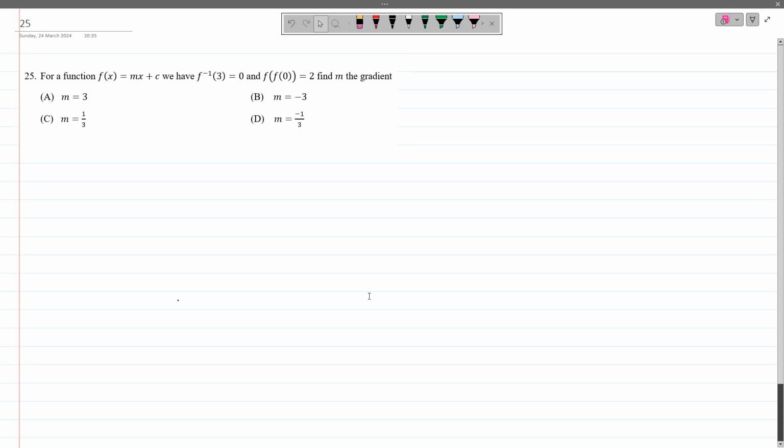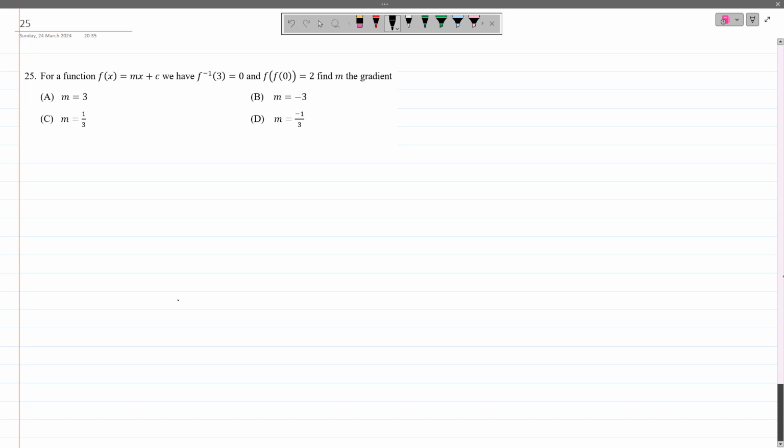Question 25 says for function f(x) = mx + c, we have that the first derivative when x is equal to 3 will be 0, and that the function value evaluated at the value when x is 0 is equal to 2, which is quite wordy and even looks weird in the maths, but it's something that we can do.